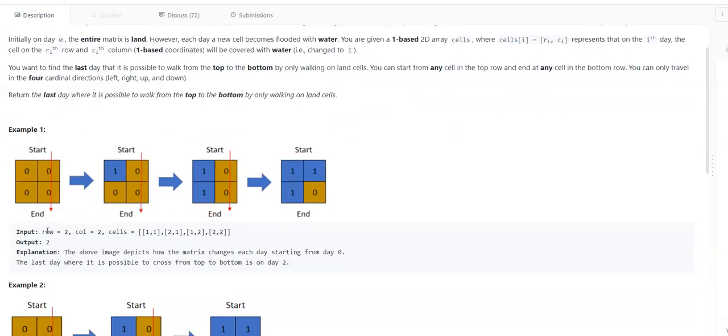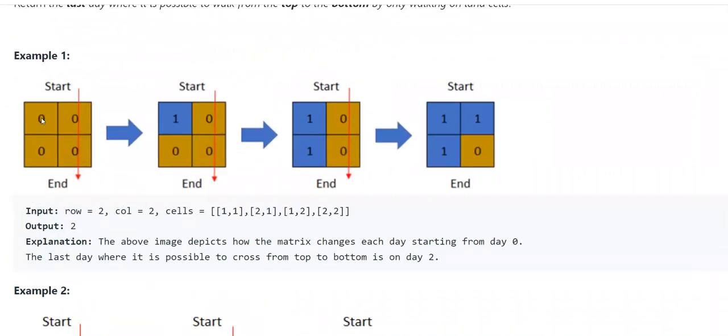So you are given row and column, then the cells, which represent which cell is going to be flooded on the ith day. In example number 1, initially all cells are 0, which are land. You can start from any cell in the top row and go to the bottom row. On the first day, cell number 1 in one-based index, that is this first cell, is going to be flooded. So you can still walk through the second column.